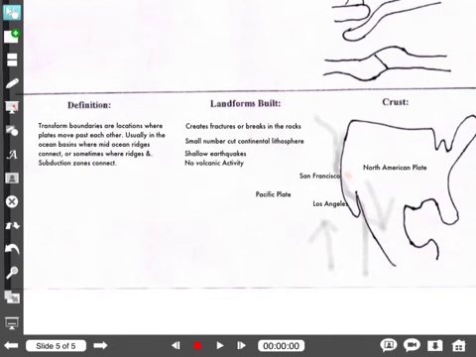A transform plate boundary is a location where two plates slide past one another. The fracture zone that forms a transform boundary is known as a transform fault. Most transform faults are found in the ocean basin and connect offsets in the mid-ocean ridges. A smaller number connect mid-ocean ridges and subduction zones. A smaller number of transform faults cut continental lithosphere. The most famous example of this is the San Andreas Fault Zone of western North America.